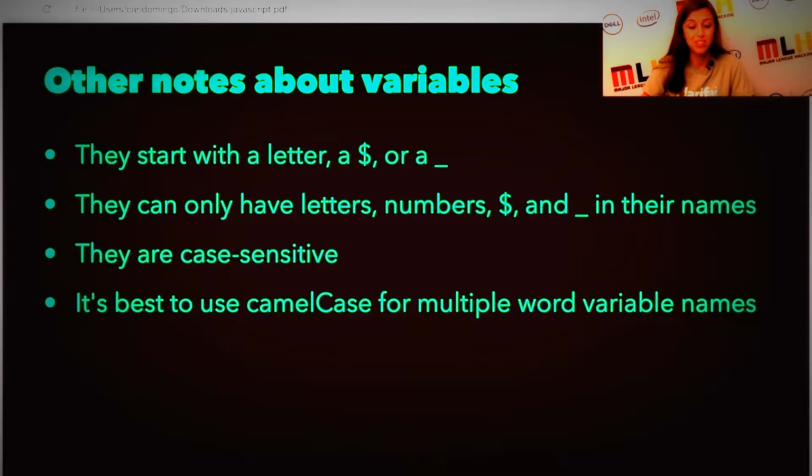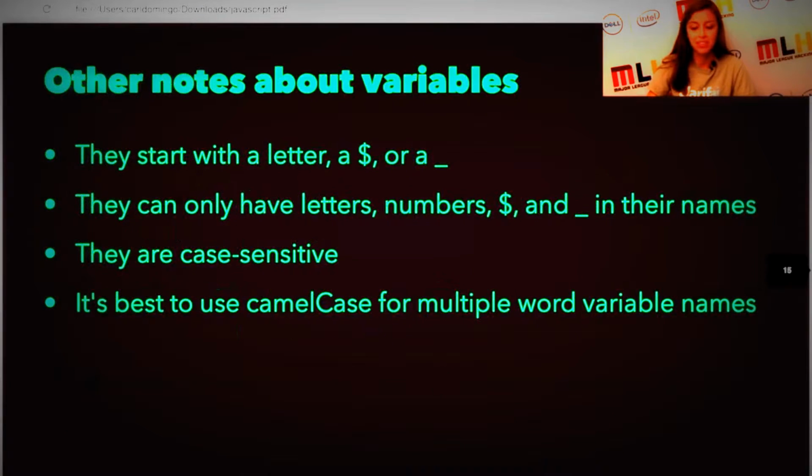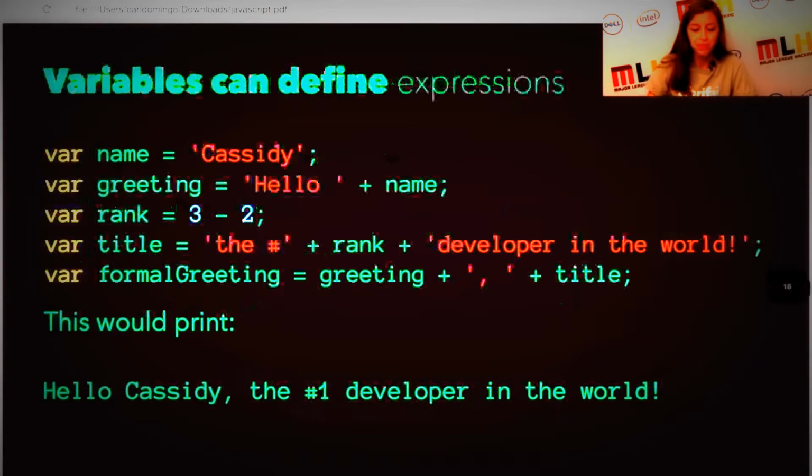And then it's also best practice to use camel case for multiple word variable names. If you noticed in my previous slide, I had thisIsNotDefinedYet. You'll notice that all of those beginning of words have capital letters, and they're not separated by underscores or spaces or anything like that. It's best practice to use camel case because that's just the standard for JavaScript.